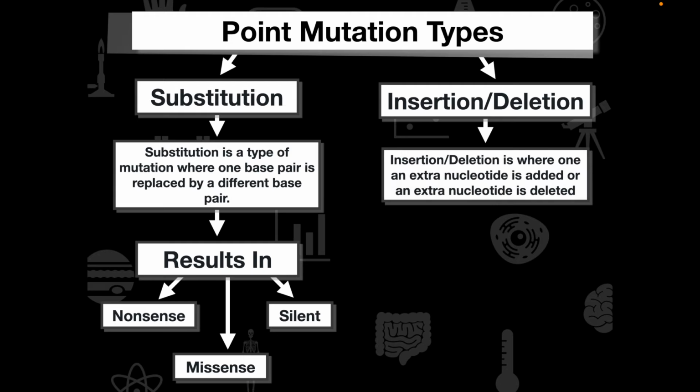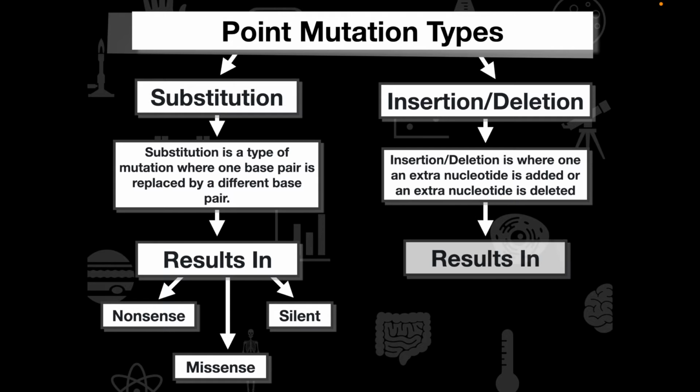Now, if we look at insertion and deletion, we're going to see that an extra nucleotide is added or deleted, and this is going to result in a frame shift mutation along that DNA. So again, what I want you to do is take a look at this flowchart, make sure you understand it and where we're seeing these things. And once we understand this flowchart, we can look at this in a little bit more detail.